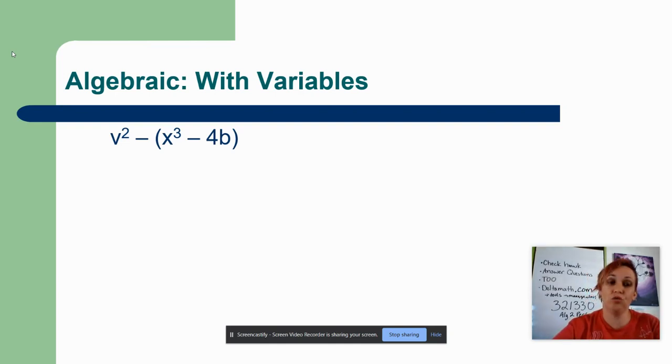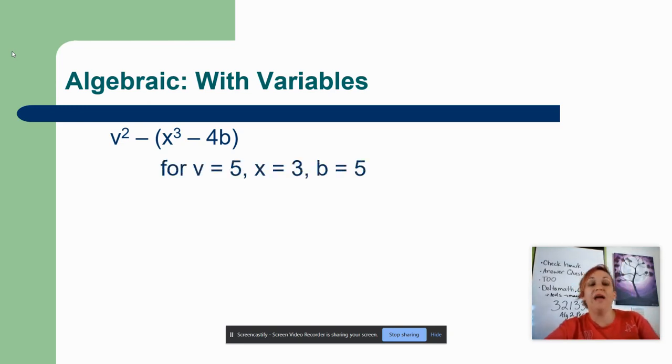I need to tell you what x and v and b are. I need to tell you what numbers they represent. And so here you go. So this is the entire problem. I've given you an algebraic expression, v squared minus parentheses x to the third minus 4b. And now I've told you that v is equal to 5, x is equal to 3, and b is also equal to 5. And so now that you have all the information, you can do this problem.